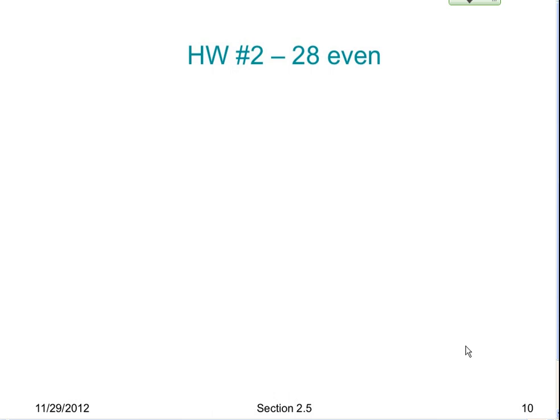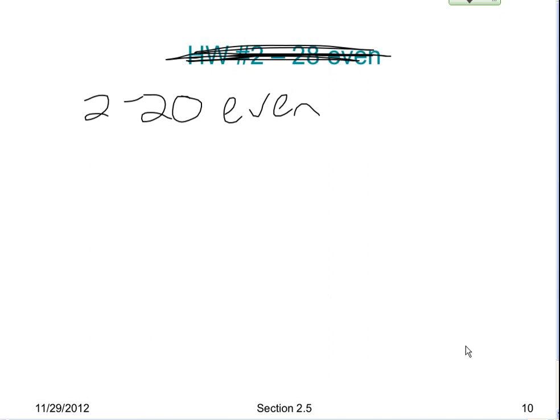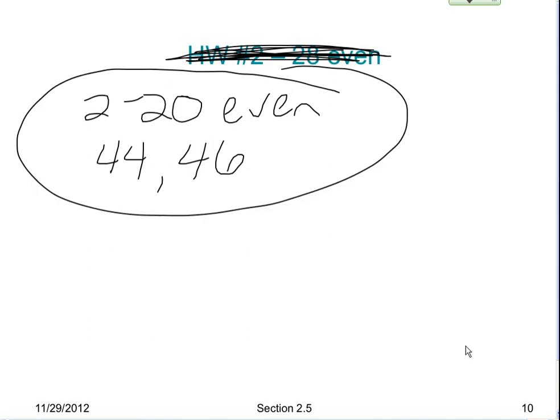I'm going to change this homework assignment. Rather than doing 2 through 28 even, I want you to do 2 through 20 even. And then I also want you to do 44 and 46. So I dropped 4 problems, but I added 2 more. So this is your actual homework problem. Doesn't matter what it says in your packet, disregard that. I want you to do 2 through 20 even, 44 and 46.